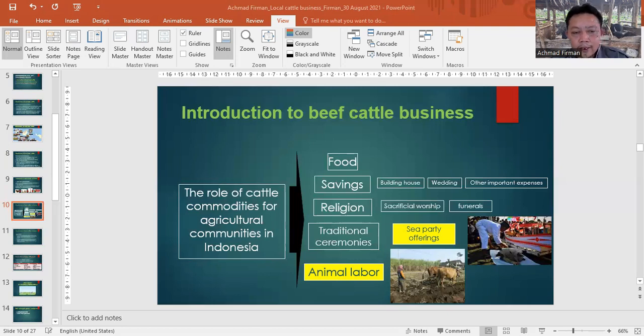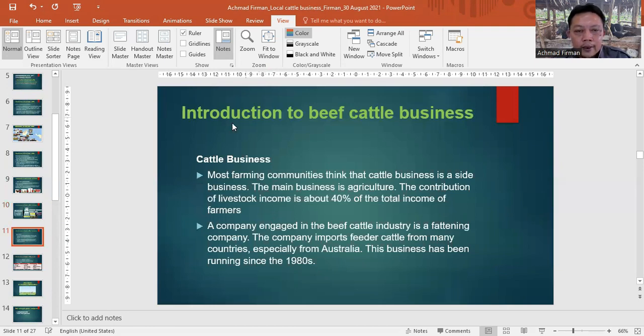Last but not least, cattle can be used as labor. They are used as a means of transportation, plowing rice fields, or as a transporter of goods. So that's the role of cattle in communities, especially in Indonesia. Maybe some parts of the roles are the same or similar to other countries. Okay, next slide. Introduce beef cattle business.